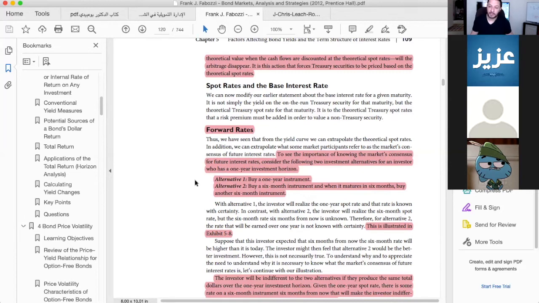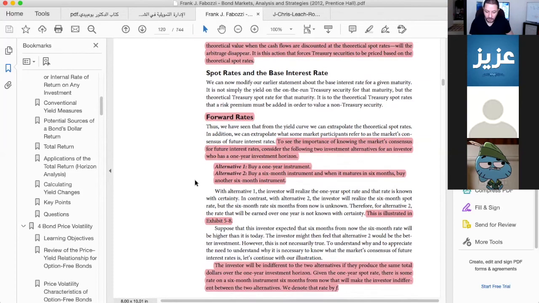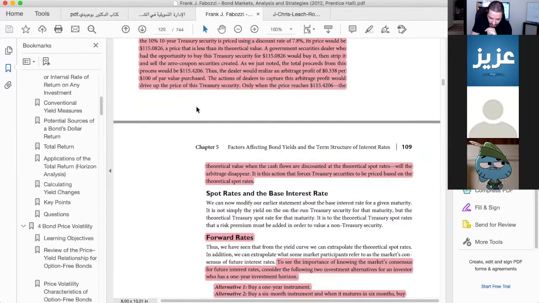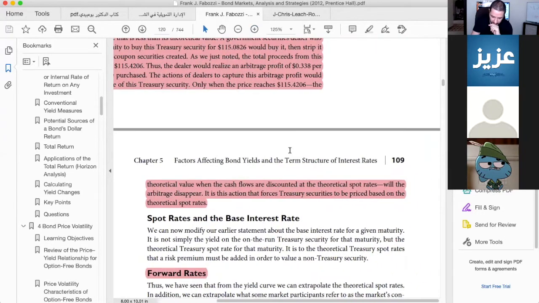Now let's take a look at another useful concept called the forward rate. The forward rate is about forecasting not the price of the bond, but what would be the yield to maturity offered by a bond for the next 6 months. It's about forecasting the yield to maturity, not the price of the bond. So let's see how it works. We are at page 109. So these are the forward rates.